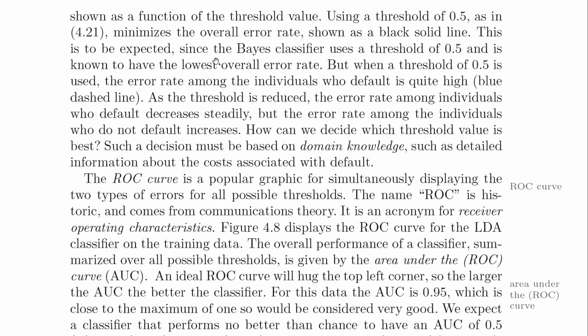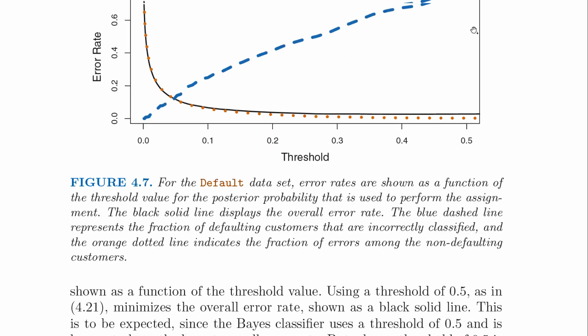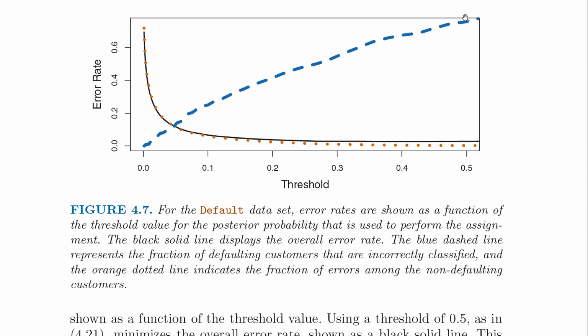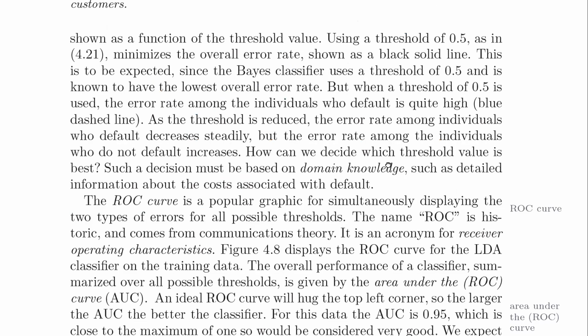This is expected, since the Bayes classifier uses a threshold of 0.5 and is known to have the lowest overall error rate. But when the threshold of 0.5 is used, the error rate among the individuals who default is quite high. That's the blue dashed line. It's practically the highest from what we're looking at in this chart.